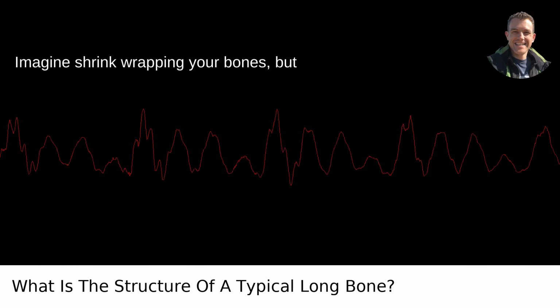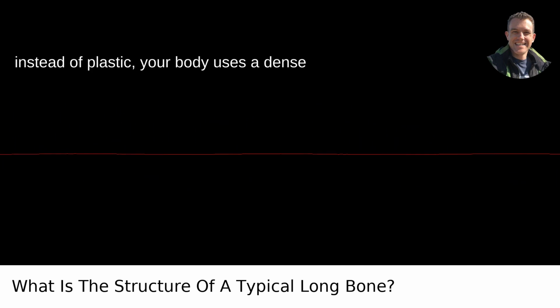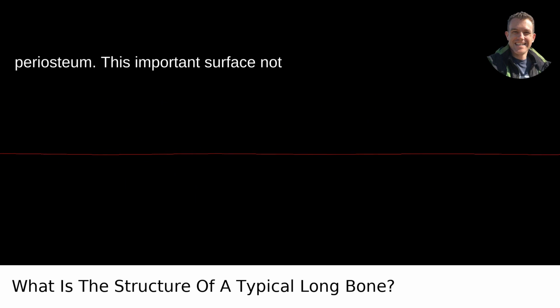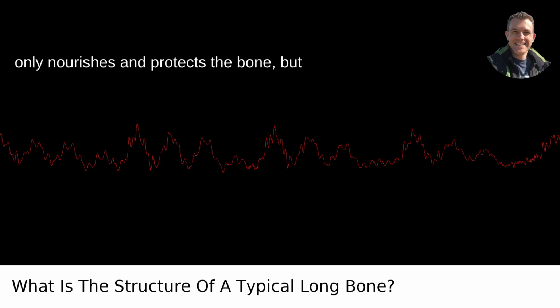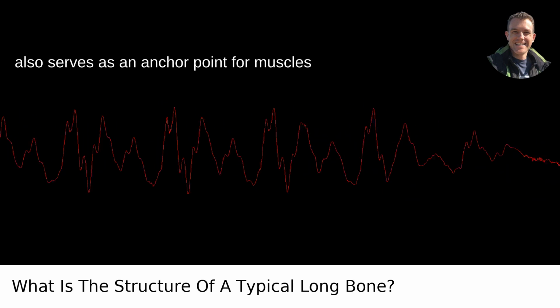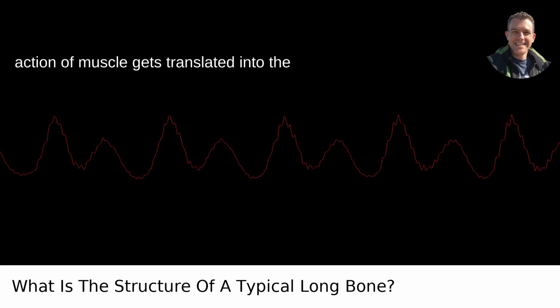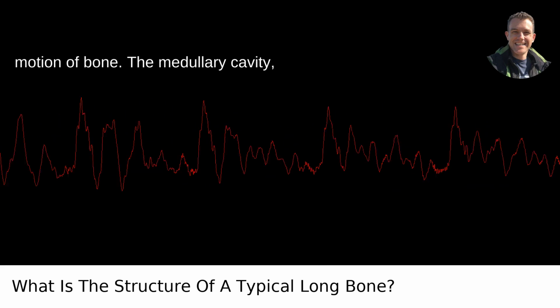The periosteum, wrapping it up. Imagine shrink wrapping your bones, but instead of plastic, your body uses a dense layer of connective tissue called the periosteum. This important surface not only nourishes and protects the bone, but also serves as an anchor point for muscles and tendons. It's literally where the action of muscle gets translated into the motion of bone.